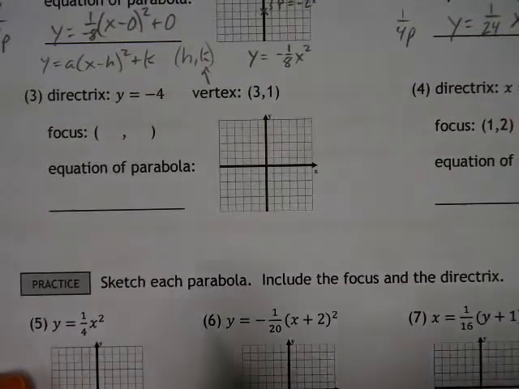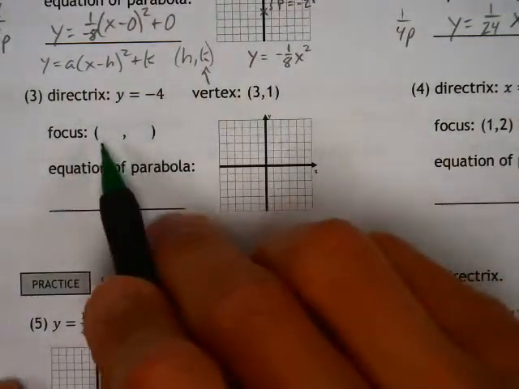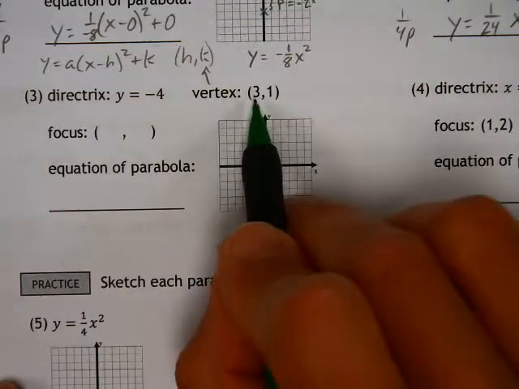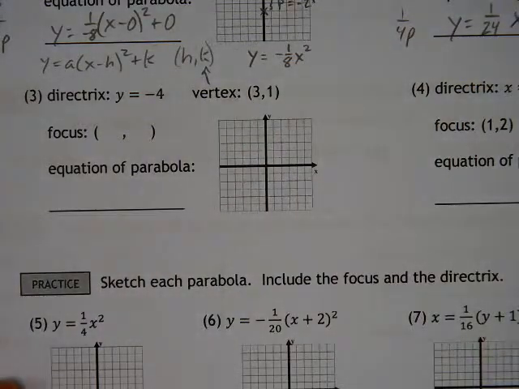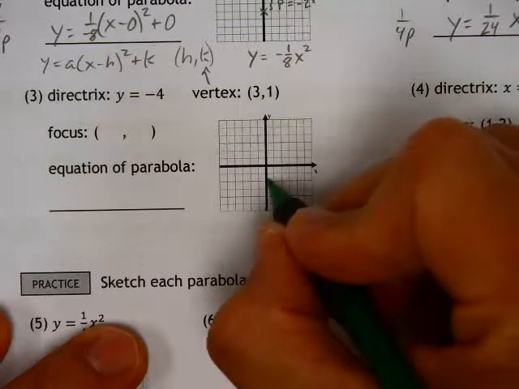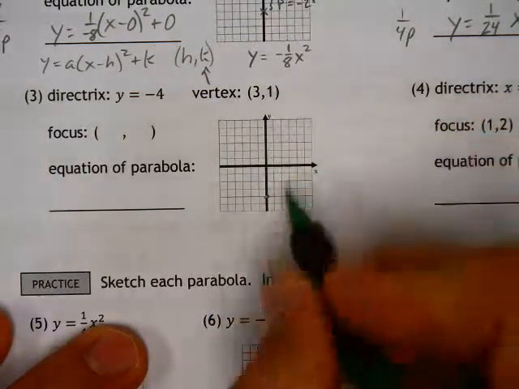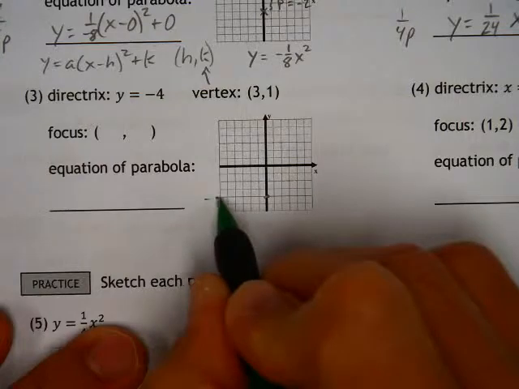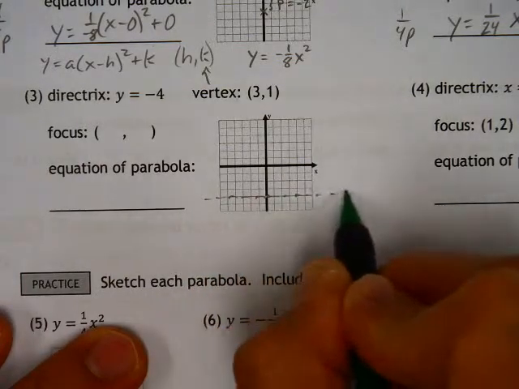All right, well, we got similar information, slightly different vertex. It's not going to be as much of a slam dunk here. The directrix is y equals -4, not a surprise, 1, 2, 3, 4. Crosses the y-axis at -4, and we're going to do the horizontal thing.